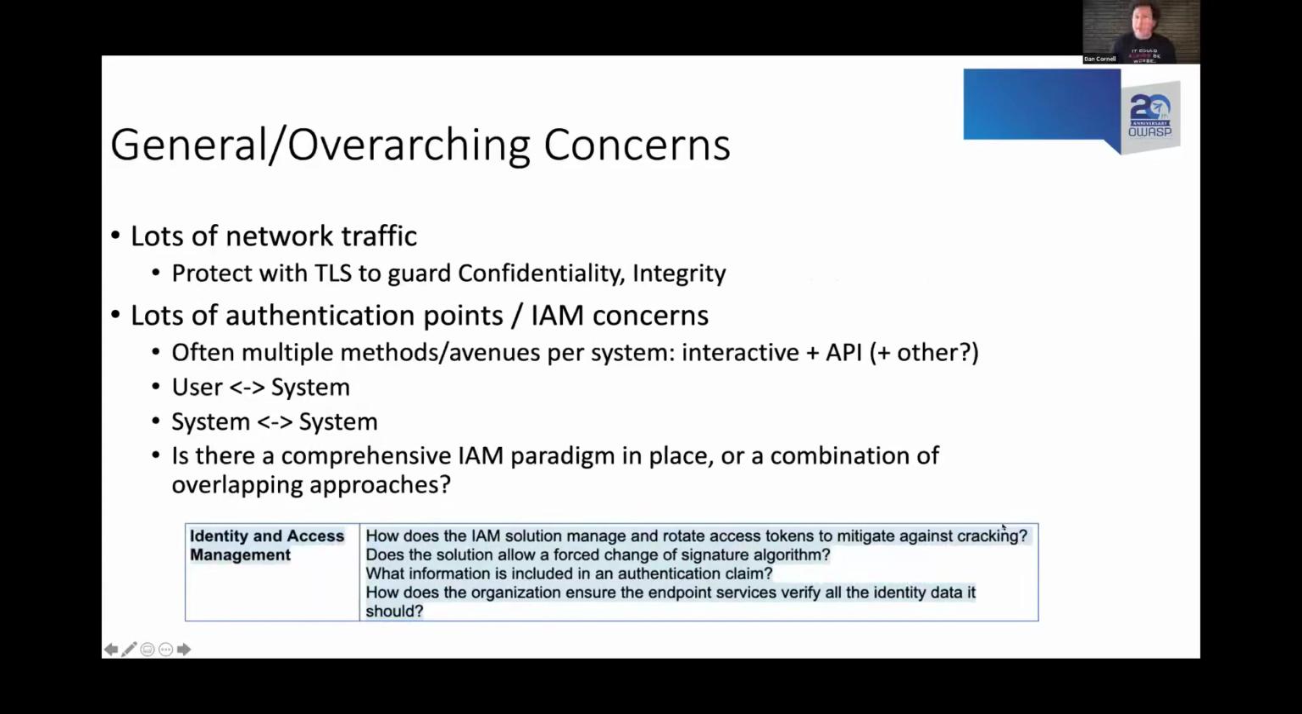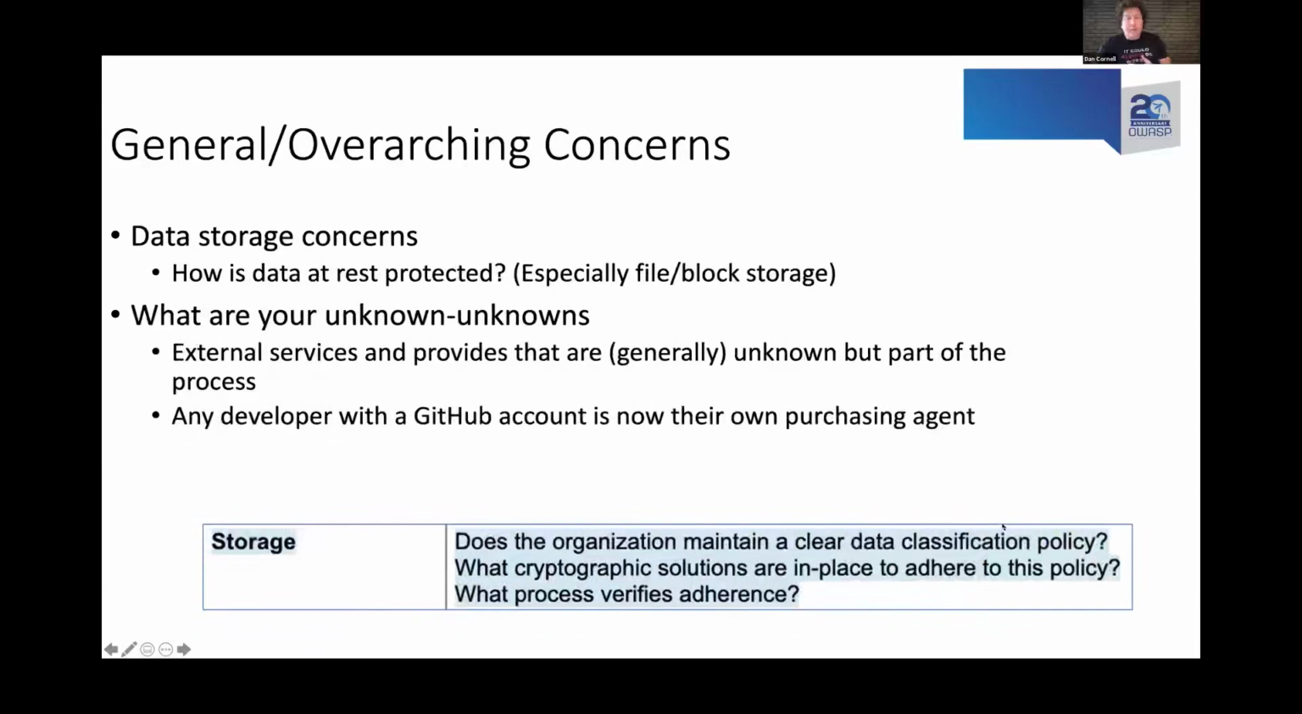And as I mentioned before, there are a lot of authentication points where you have users authenticating themselves to systems to do different activities, but along that build process, you've also got systems authenticating themselves to one another. Just understand the mechanics. How is that happening? And do you have an overarching identity and access management paradigm in place? Or more likely, is there some combination of overlapping approaches of how these pieces all fit together with their credentialing?